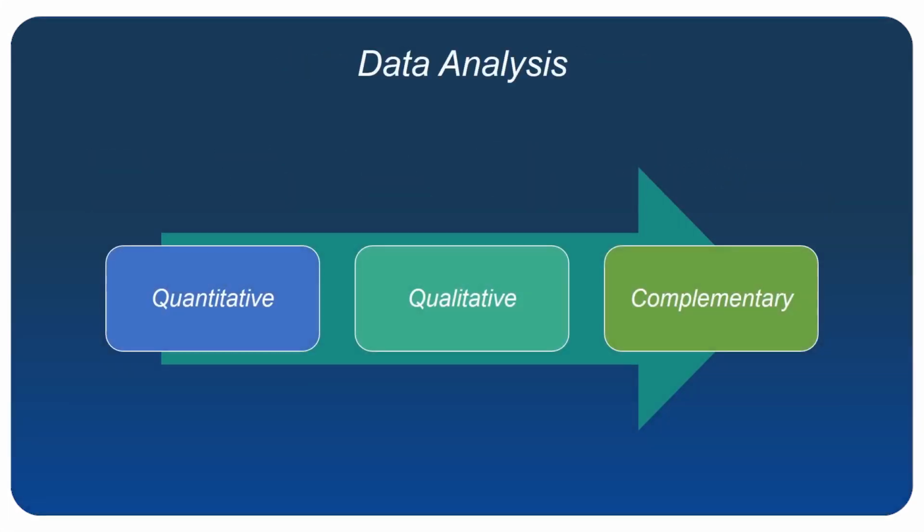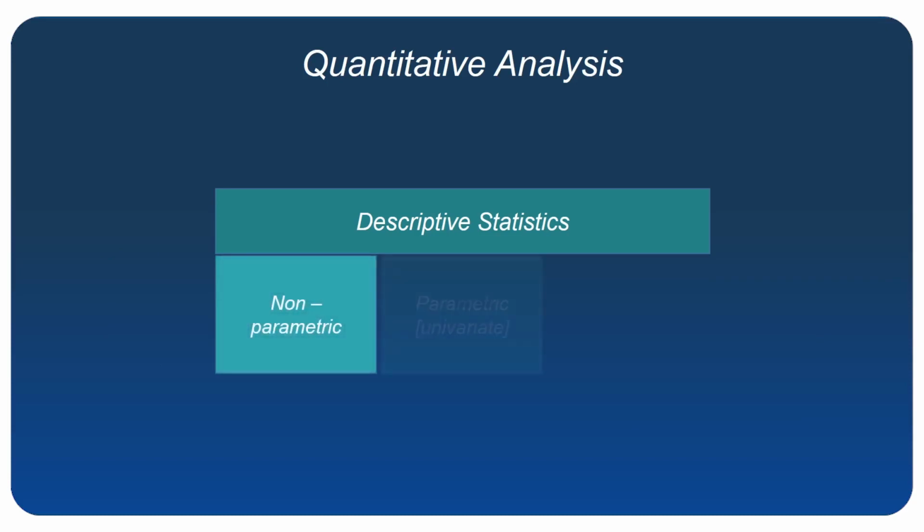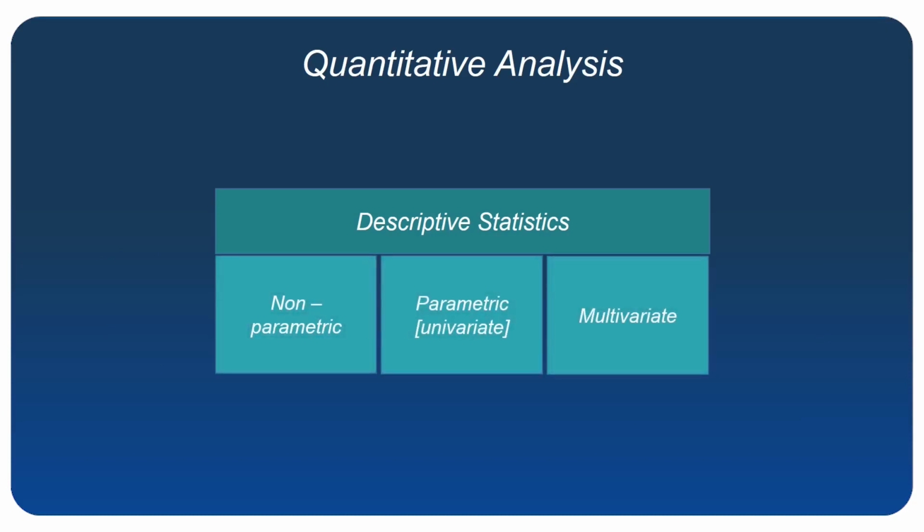From data collection, we move on to data analysis, and data analysis either will be quantitative in nature or qualitative in nature, but they are complementary. And I always feel that quantitative analysis should always be followed by qualitative analysis to do full justice to the data which are collected. Well, in quantitative analysis, we use statistics, and statistics are of three types. One is non-parametric, the other one is parametric, and finally multivariate statistics.